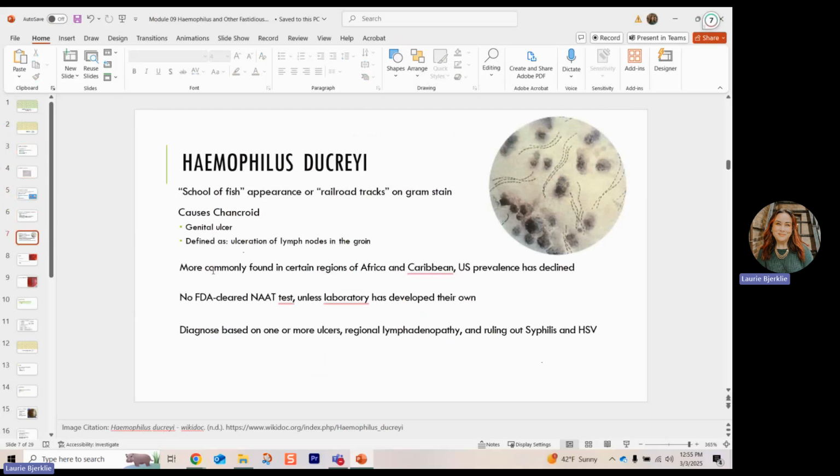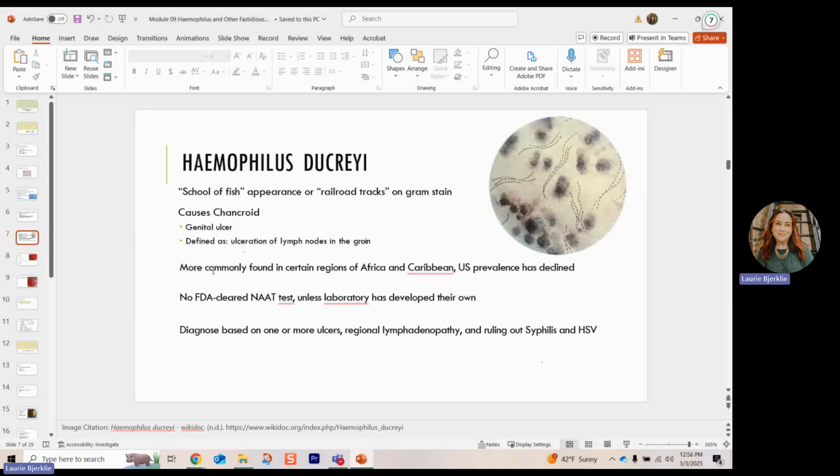At this point, there's no FDA cleared test on it that looks for DNA testing. The NAAT is the nucleic acid amplification test. That is a test that looks for DNA. We can run gonorrhea and chlamydia through the NAAT methodology. We cannot do the Haemophilus ducreyi yet through that methodology. Laboratories can develop their own, what we call a laboratory developed test, but there's not a nationally cleared one to look for Haemophilus ducreyi.